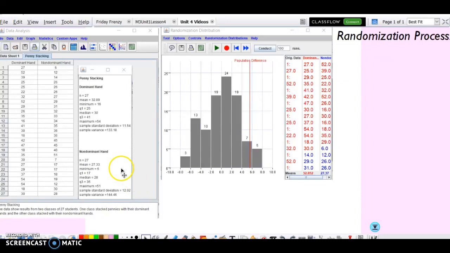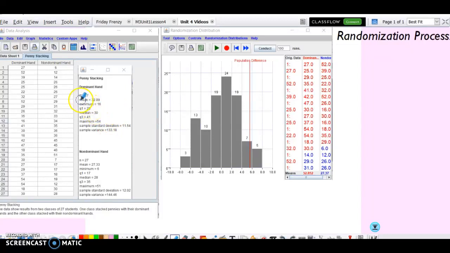The book did a study where they took 27 kids in the class, so 27, and each kid got a chance to stack the chips with their dominant hand, and they stacked it with their non-dominant hand. Now, in your mind, you might be saying, oh, well, I bet the dominant hand did better. That's true, but when it comes to math, we can't just use our opinion. It has to be based on statistics.